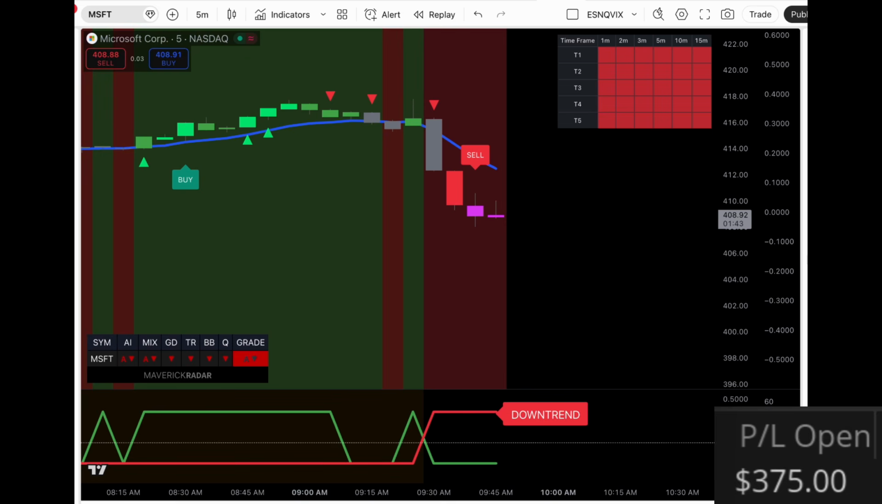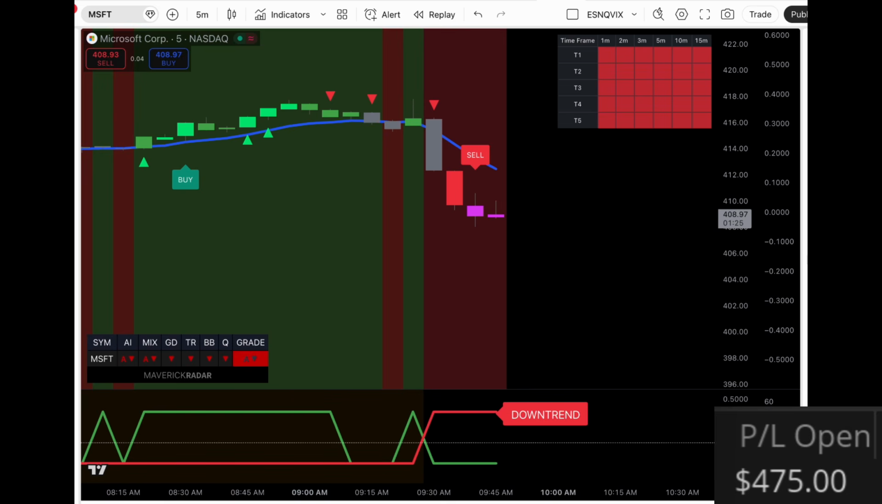So very, very cool. We are firing on all cylinders here. This is beautiful. Every single ingredient we're looking for in a good trade, we have an A plus setup. And the Maverick radar is letting us know that, okay?